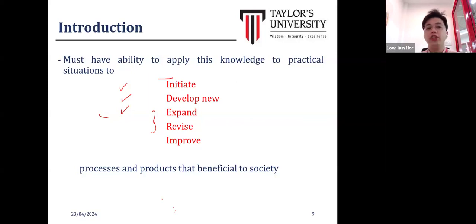As a chemical engineer, you are also expected to know how to apply the knowledge that you have learned in this program in order to assist them to revise or improve the existing chemical plant. All of them are considered as the tasks that normally we will assign to a chemical engineer in an industry.